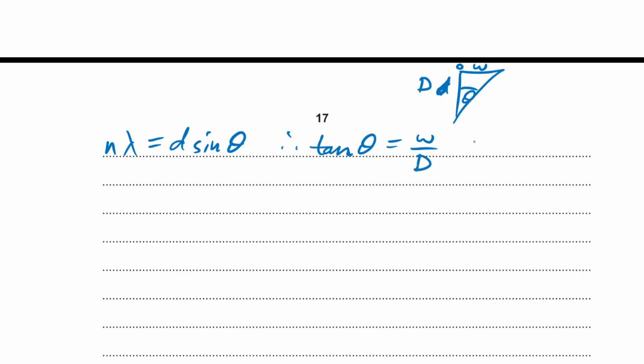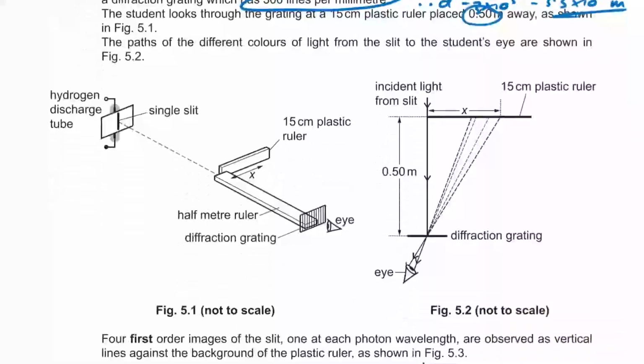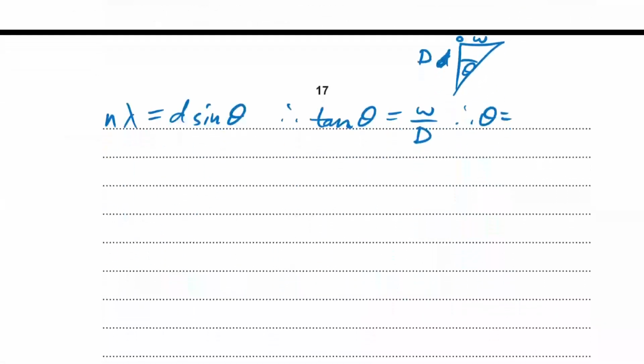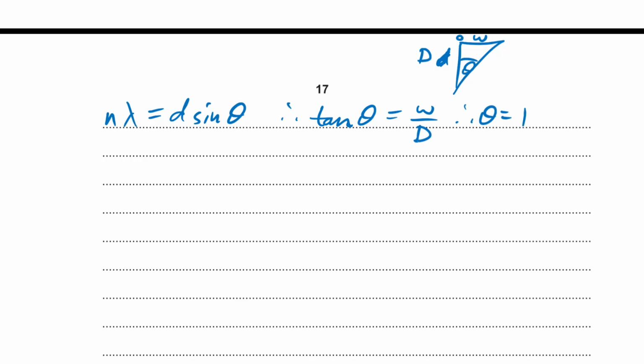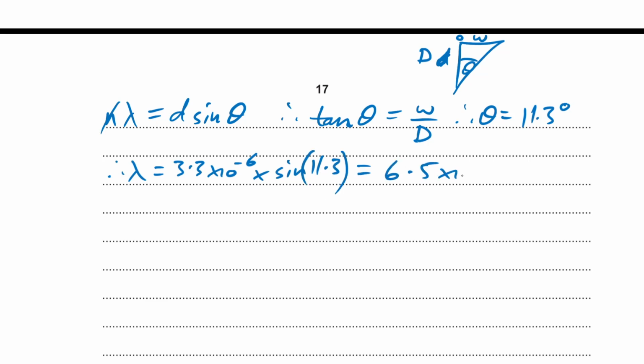You know what? Let's do it. So therefore, theta is inverse tan of, what was it, 10 divided by 50 centimeters. As long as they're the same, it doesn't really matter. So we have 11.3 degrees. Fine, we've got that. We know that n is going to be 1, so that disappears. Therefore, lambda is going to be equal to, well, we found d earlier, 3.3 times 10 to the minus 6 times sine of 11.3. And it gives us 6.5 times 10 to the minus 7 meters.